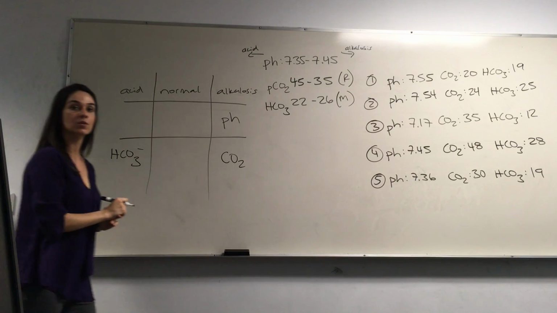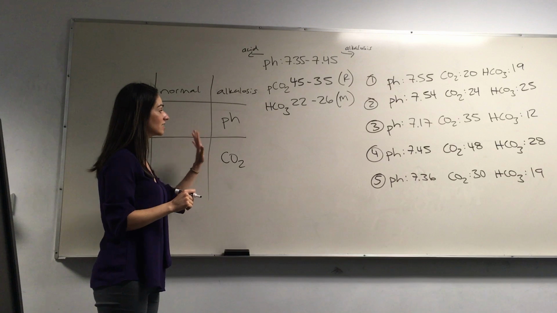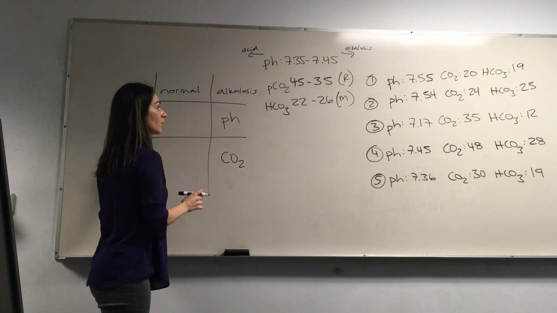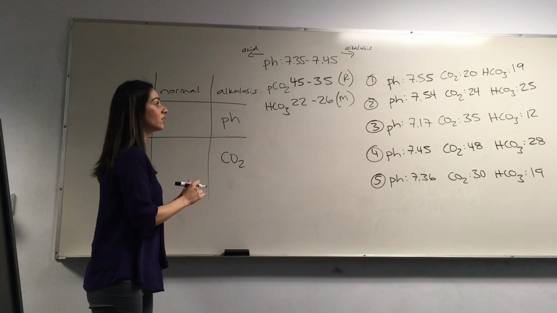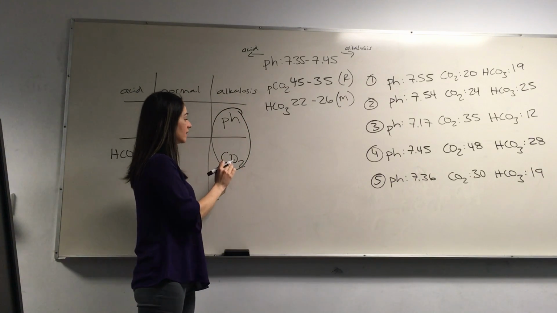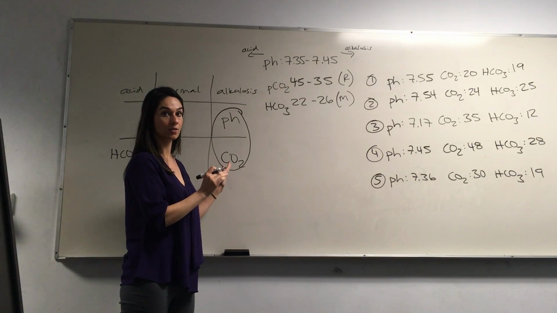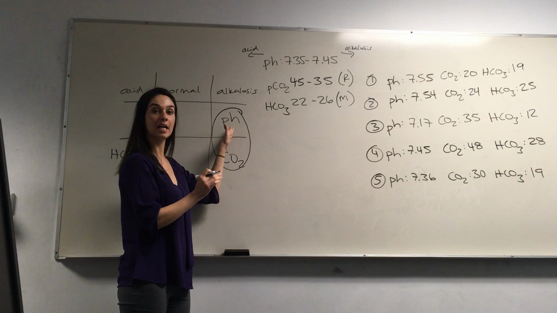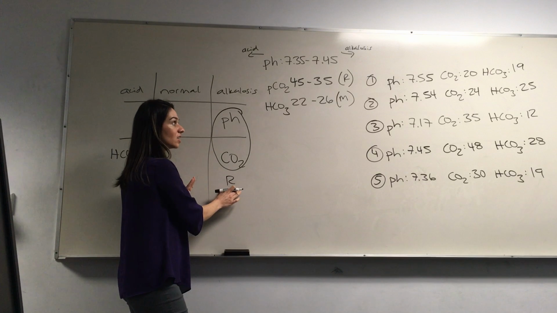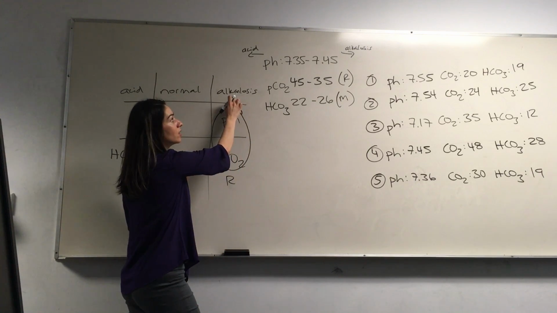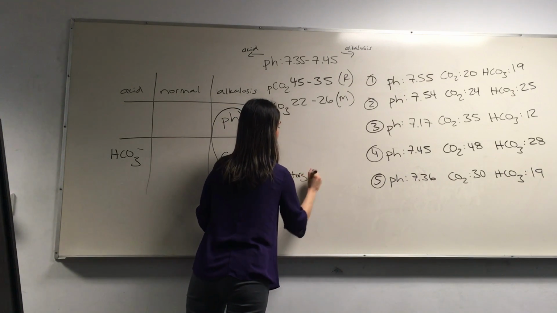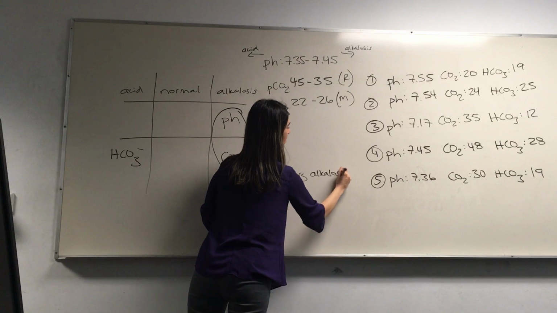The next thing I want you to do, I always want you to see if CO2 or bicarb is under the pH. So if something's under your pH, I want you to circle it. And we know that the lungs control CO2, and it's on the same side as our pH. So we are going to understand that the lungs control this. So it's going to be respiratory alkalosis, okay? Respiratory alkalosis.